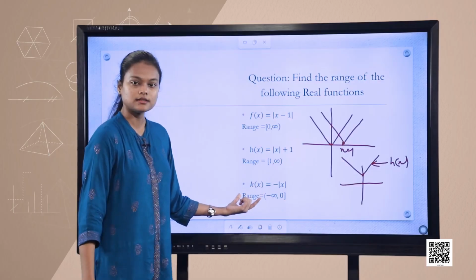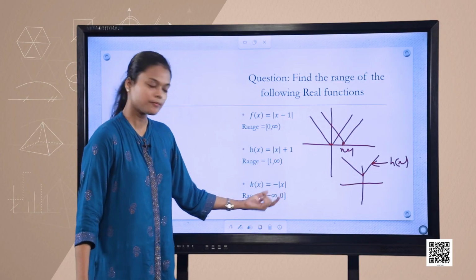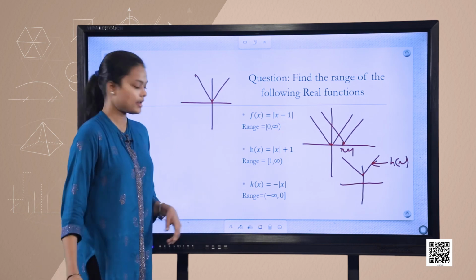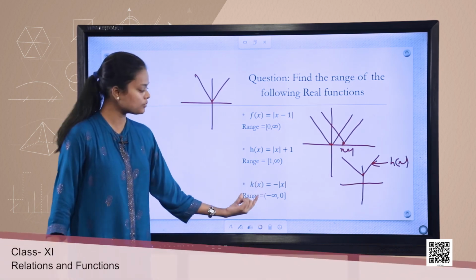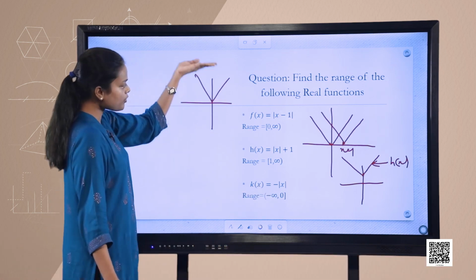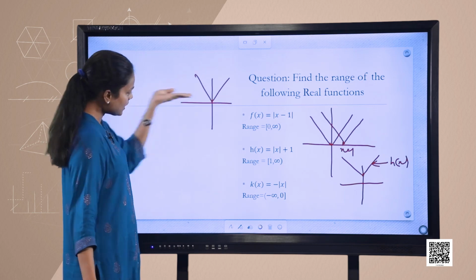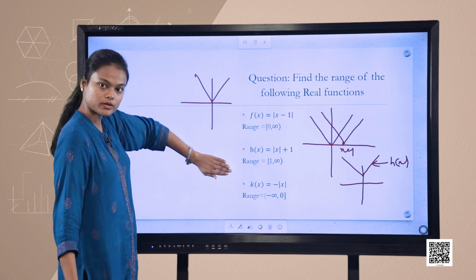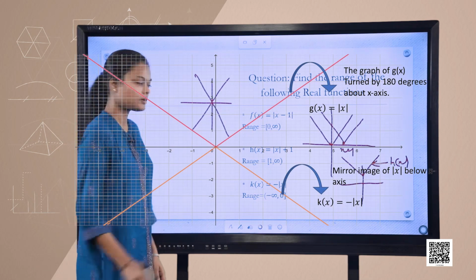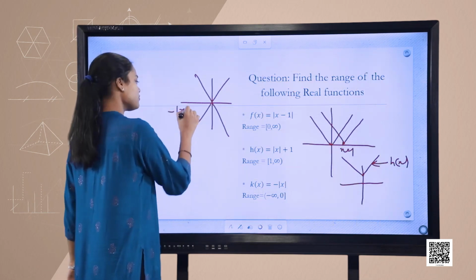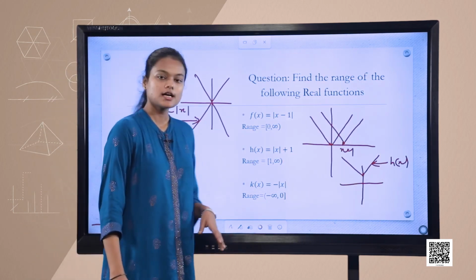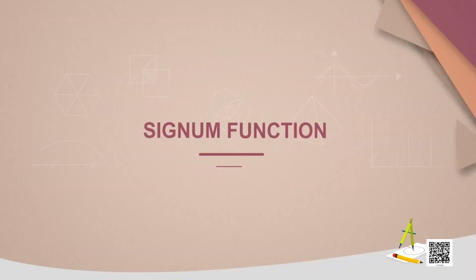And last, the third case, negative of mod x. What was the graph of modulus x? If a negative sign is attached to it, we know the range is from minus infinity to 0, where 0 is included. That means all those points which are coming upward from the x-axis, all those will become downwards. So this will be the graph of negative mod x. Understood? So let us see some more special functions, which is the signum function.